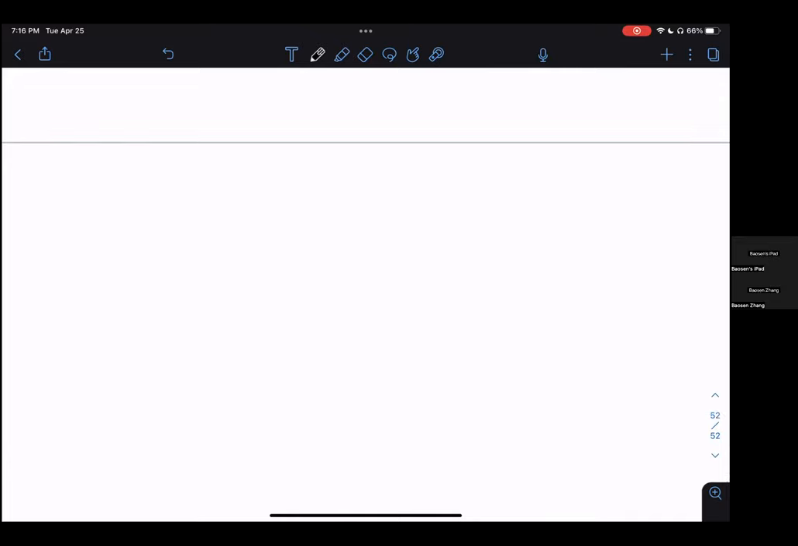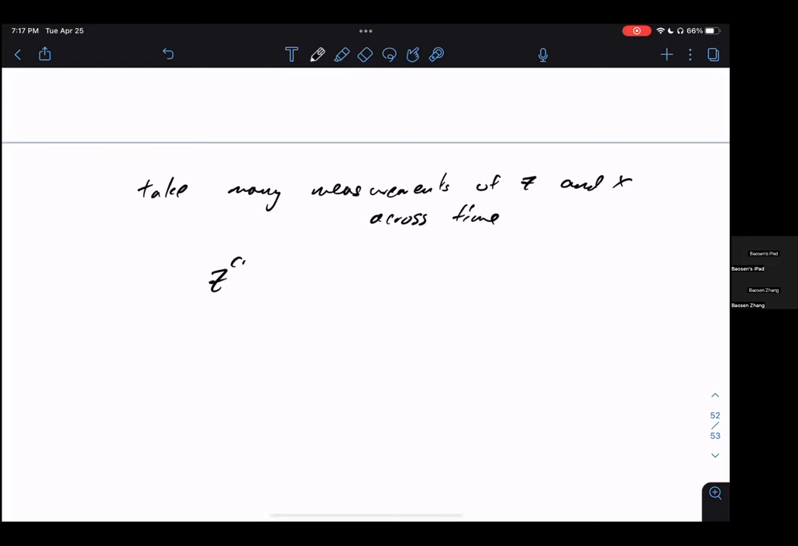Okay. All right, so assuming you can do this measurement, the problem is actually easy in topology learning. Because what you do is you take many measurements of z and x across time. Let's say you measure copies of z and x, for example every hour or so. What you have is z1 equals h x1 plus some error, up to zn equals h xn plus some other error.